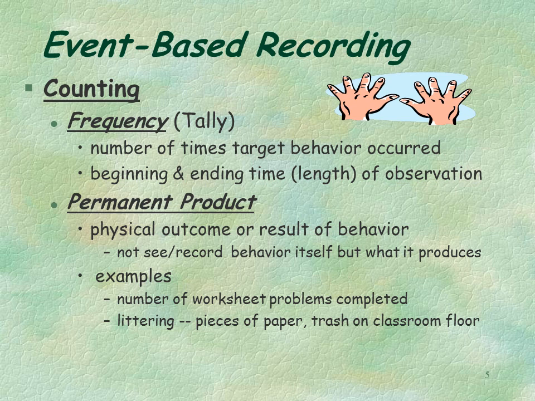Permanent product recording is a variation of frequency recording, and it involves recording not the behavior itself, but some physical product of the behavior. For example, it could be the number of math problems completed, the number of cupcakes someone baked. You simply look at how many cupcakes are there, and you count them. You don't have to physically make a tally mark every time someone makes a cupcake.